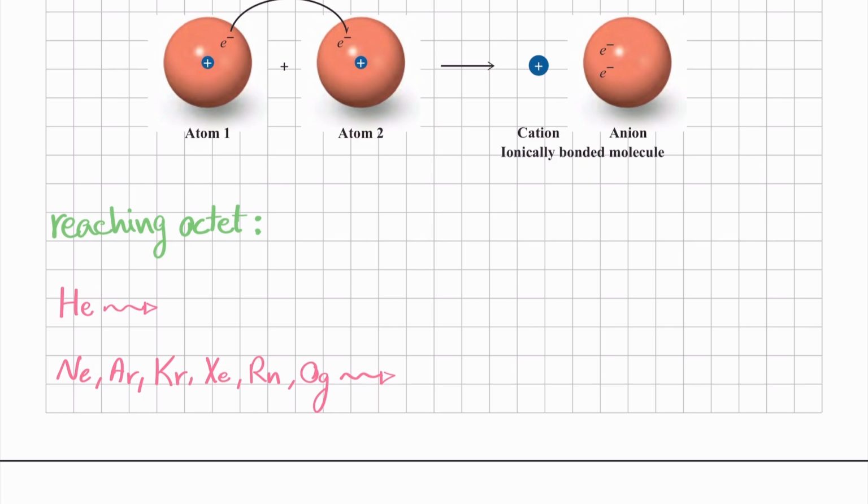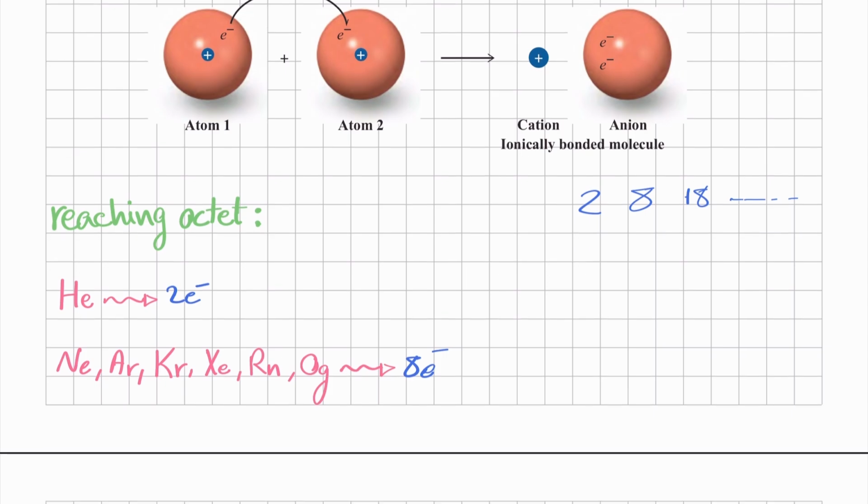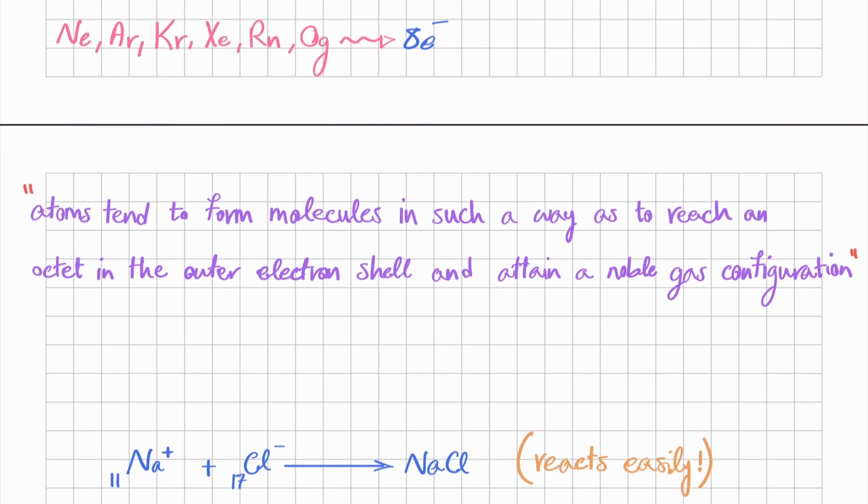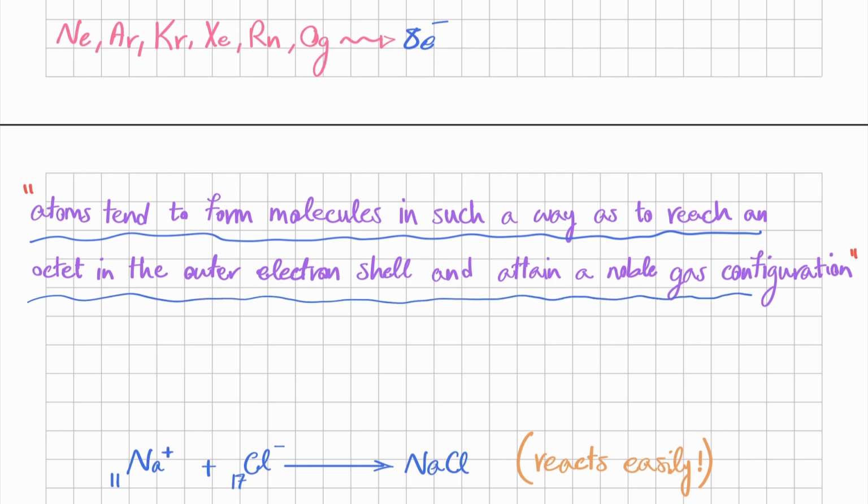Electrons occupy shells or energy levels with specific capacities. For instance, the first shell has room for 2 electrons, the second for 8, and the third for 18. Helium with 2 electrons in its shell and other noble gases with 8 electrons in their outermost shells are stable and show very little chemical reactivity with other elements. So the key point is, atoms tend to form molecules in such a way as to reach an octet in the outer electron shell and attain a noble gas configuration.